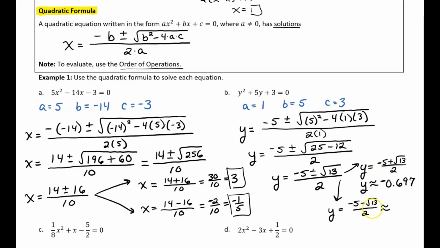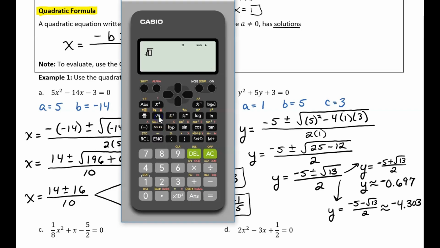And we would do the same thing for the negative side, the subtraction version. And in that case, we'd end up with a negative 4.303 when it's rounded to 3 decimal places. Now make sure you practice with your calculator. Every calculator is a little bit different when it comes to the notation. This particular calculator does have the nice square root symbol where you see the little house of the square root that we know, but your calculator may have it a little bit different. So always make sure you know your own calculator and how to enter things.